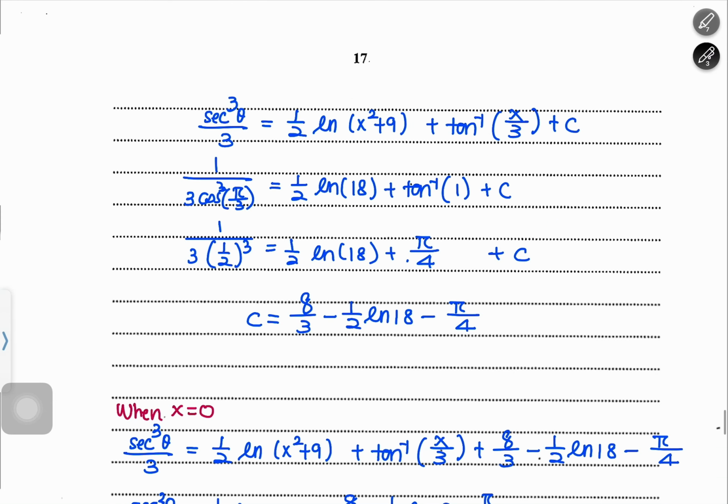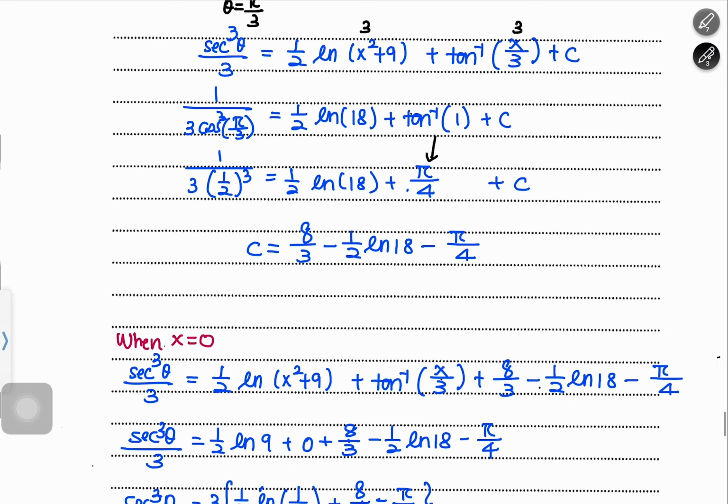Next step. The theta value is pi over 3 and my x value is 3 now. Theta is pi over 3. Quite simple, you substitute accordingly. Tangent inverse 1 over 1 is equal to pi over 4. Cos pi over 3 is half, and don't forget to cube it. And you are going to get a c in this manner.